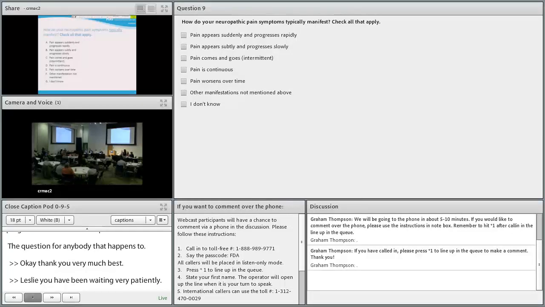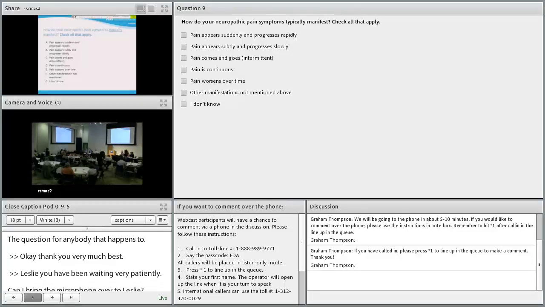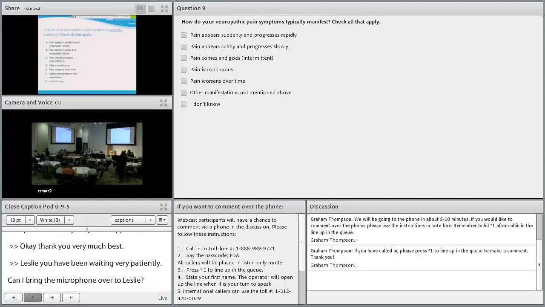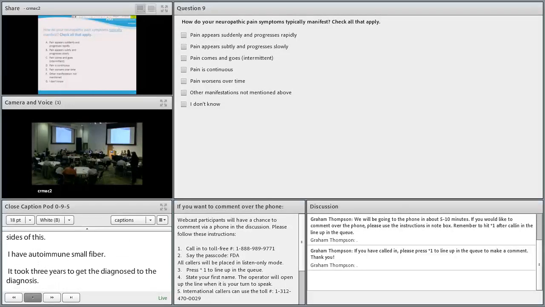I think I've been on both sides of this. I have autoimmune small fiber neuropathy. It took 3 years to get that diagnosis. But when my neuropathy came on, it came on quite quickly, and I went from being a high-functioning professional to being on disability, practically unable to do anything.